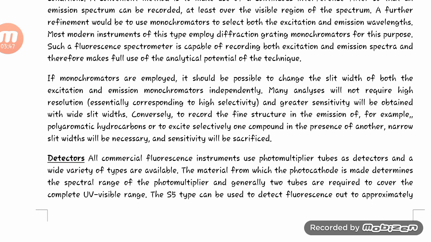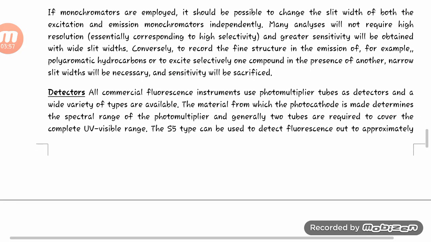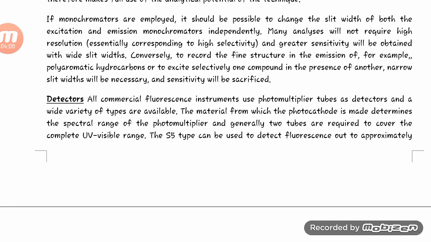Such a fluorescence spectrometer is capable of recording both excitation and emission spectra and therefore makes full use of the analytical potential of the technique. If monochromators are employed, it should be possible to change the slit width of both the excitation and emission monochromators independently. Many analyses will not require high resolution, and greater sensitivity will be obtained with wide slit widths.